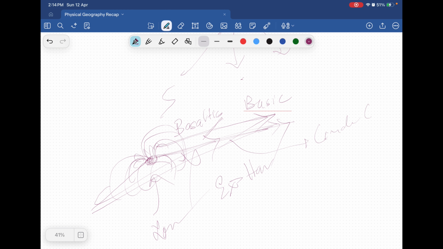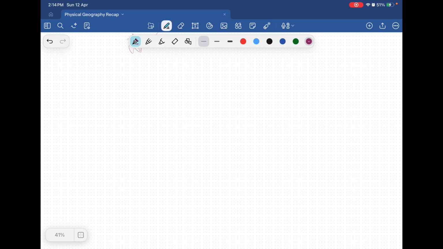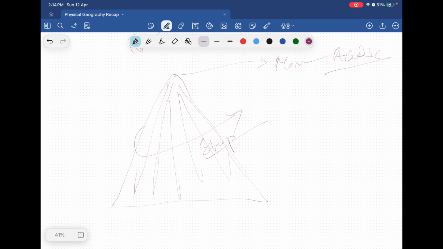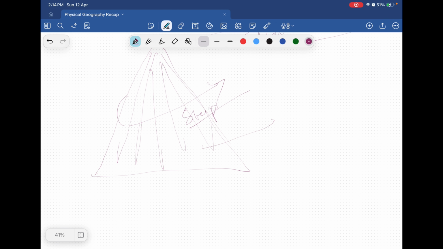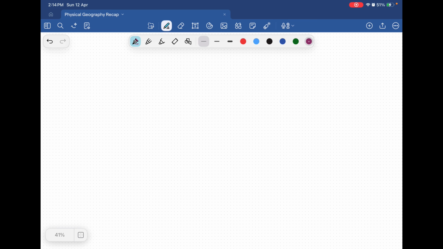Now next comes composite volcanoes. Composite volcanoes are basically higher, steeper volcanoes. In these volcanoes, the magma that is coming out is acidic, so it deposits itself around the volcano in the form of layers. Along with lava, large quantities of pyroclastic material also come out.